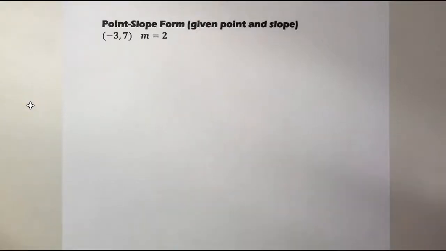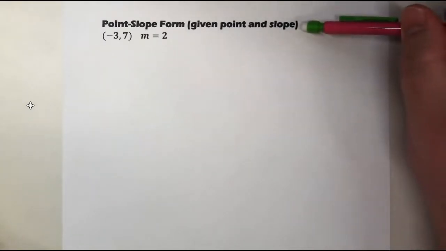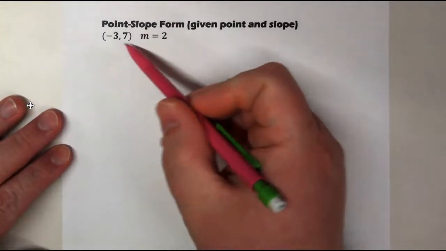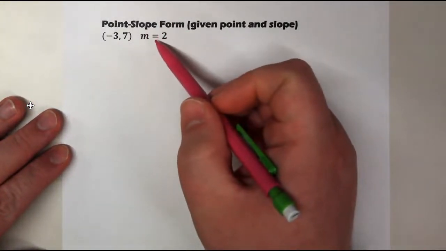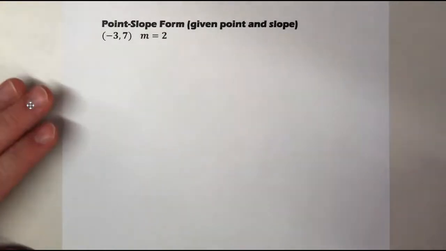Mr. Metelsky here, and this video will be covering how to find the point-slope form of a line when you are given both a point and the slope. So I have a point, negative 3, 7, and I have the slope value, slope is 2, and our goal is to put it into point-slope form.